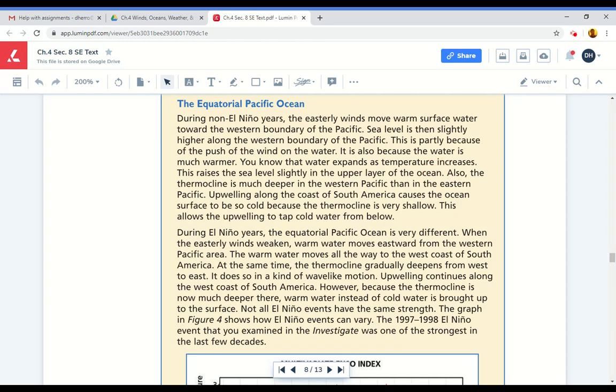Also, the thermocline is much deeper in the western Pacific than in the eastern Pacific. Upwelling along the coast of South America causes the ocean surface to be so cold because the thermocline is very shallow. This allows the upwelling to tap cold water from below.